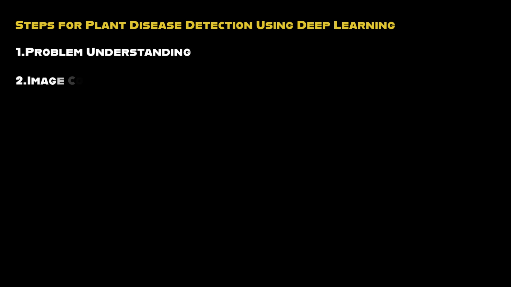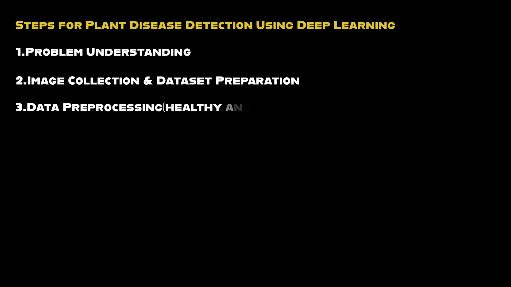Now let's see the step-by-step process of plant disease detection using deep learning algorithm. First step is understanding the problem. Second step, image collection using camera or live sensors to prepare the data. Third step, pre-processing the data. We are going to fix these leaves are diseased and these leaves are healthy by giving them some identities, and we are going to label those data sets. That is the third step of data pre-processing.